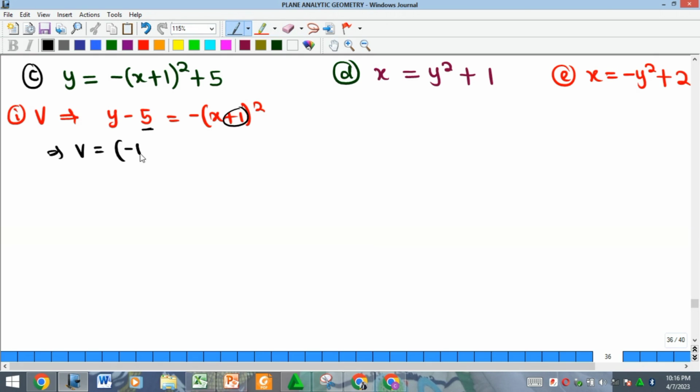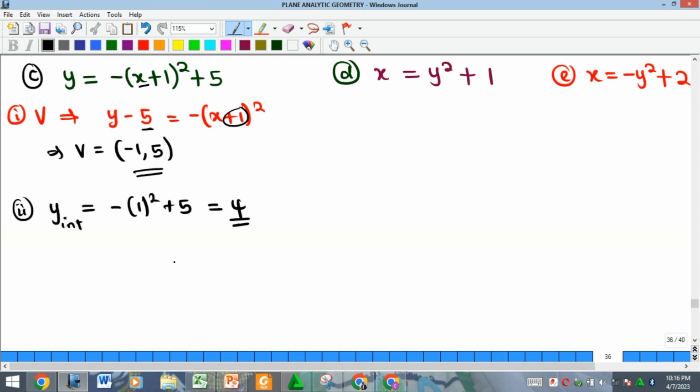So our h is negative 1 and our k is 5, and that is the vertex. Okay, the second one, the intercept. We can get our y-intercept by making x equal to 0, and that will give us minus 1 squared plus 5, which is actually equal to 4. That's our y-intercept. And can we get the x-intercept?